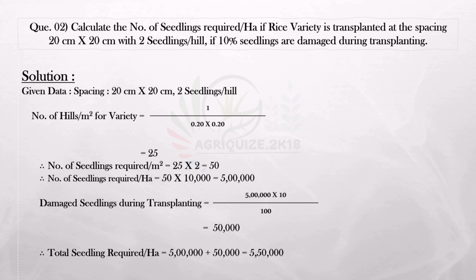If 50 seedlings are required per meter square, number of seedlings required per hectare will be 50 into 10,000, that is 5 lakhs. But in the example, it was said that 10% seedlings were damaged in the process of transplanting. So, we need additional 10% seedlings. 10% of 5 lakhs is 50,000. So, finally, total seedlings required per hectare will be 5 lakhs plus 50,000 equals 5 lakhs 50,000. Moving to our next question.